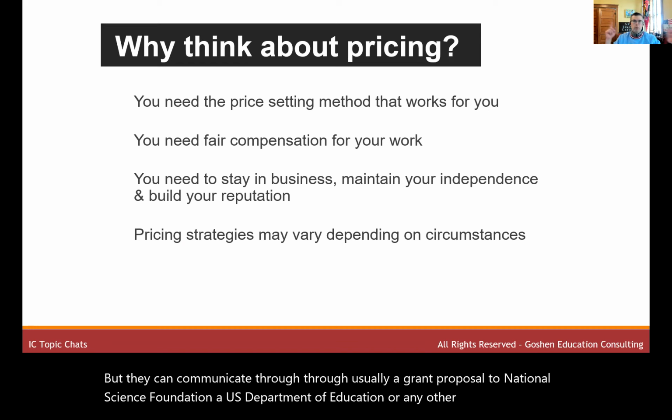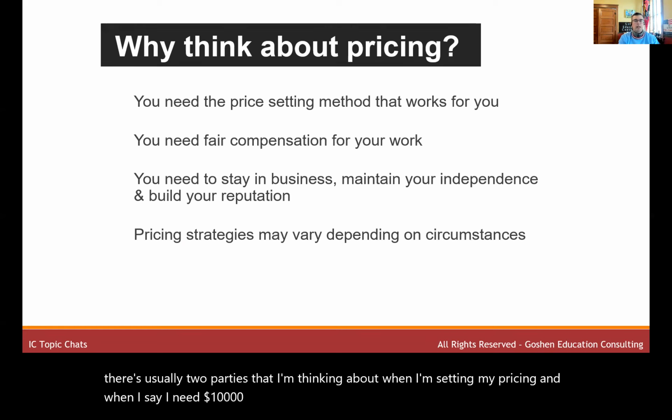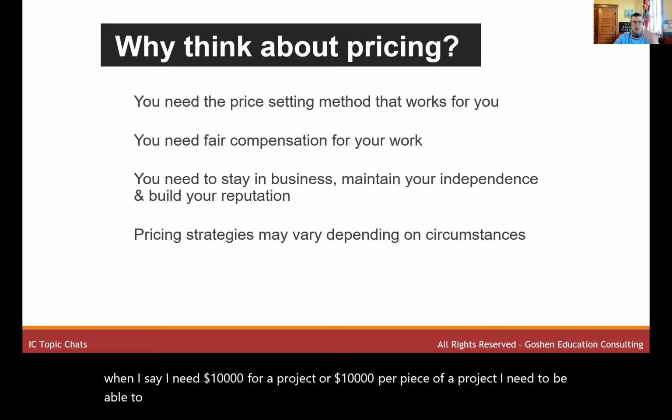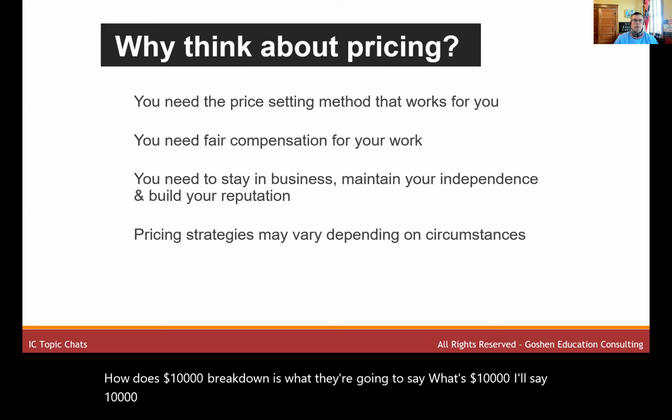And so there's usually two parties that I'm thinking about when I'm setting my pricing. When I say I need $10,000 for a project or $10,000 for a piece of a project, I need to be able to tell them why that makes sense. And so that's a value proposition to them. But how does $10,000 break down? Is what they're going to say. Well, what's $10,000? I'll say, well, $10,000 breaks down based upon this many hours and this hourly rate for me.